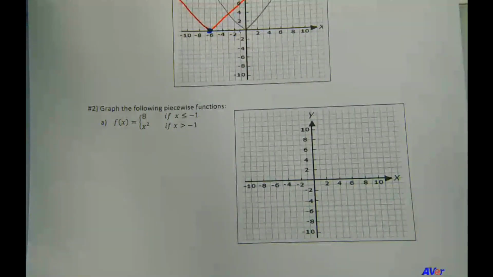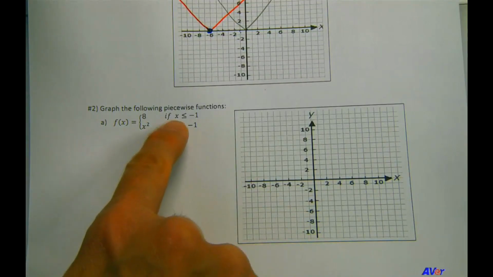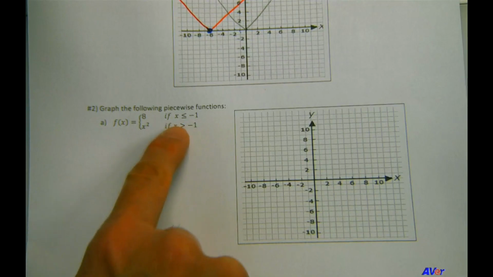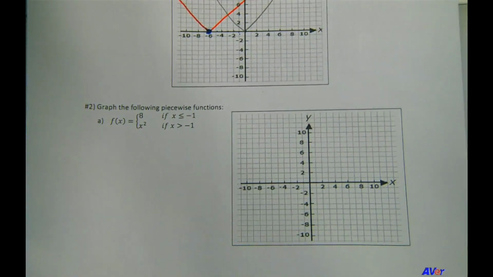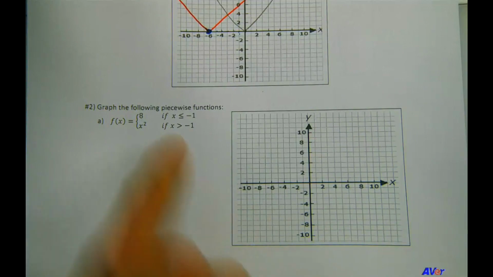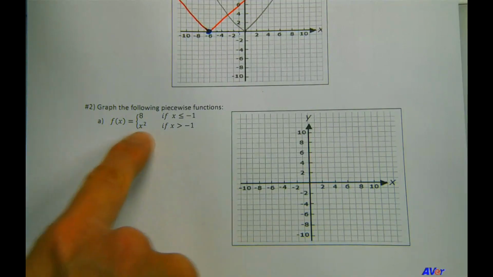Piecewise functions are conditional functions. In other words, depending on the value of x, the function has a different value. In this case, we know that if x is equal to or less than -1, then the function will always be 8. If x is greater than -1, then the function will always be x squared.